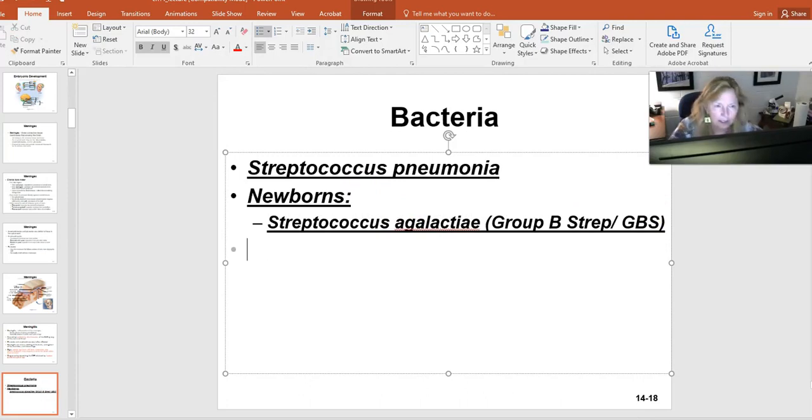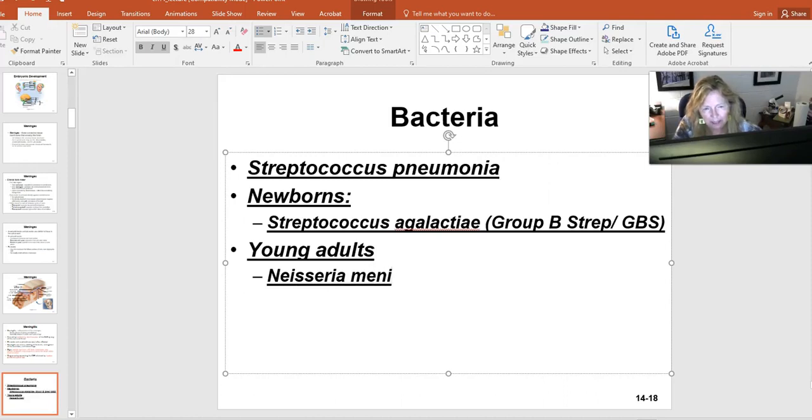So now the next one I want you to know is most often seen in young adults. I should have done the other one first, but that's okay, I'll do this one. This one is Neisseria meningitidis. This is what we sometimes call meningococcal meningitis.